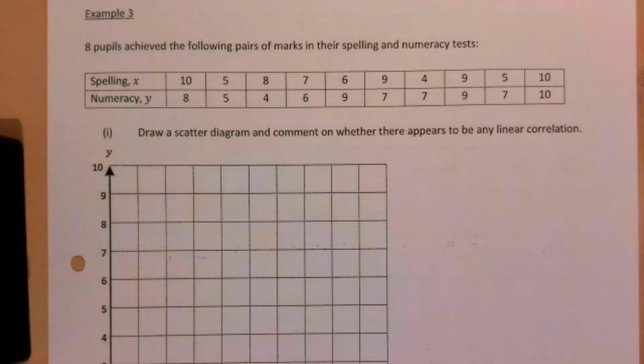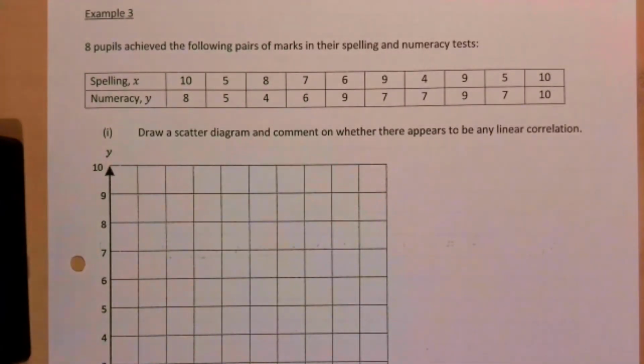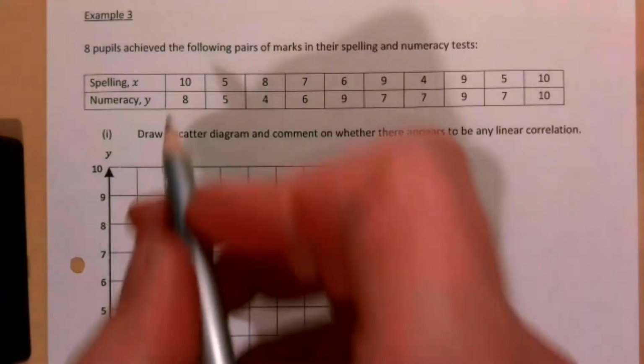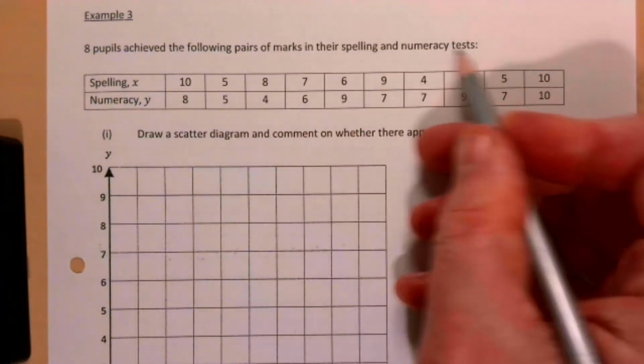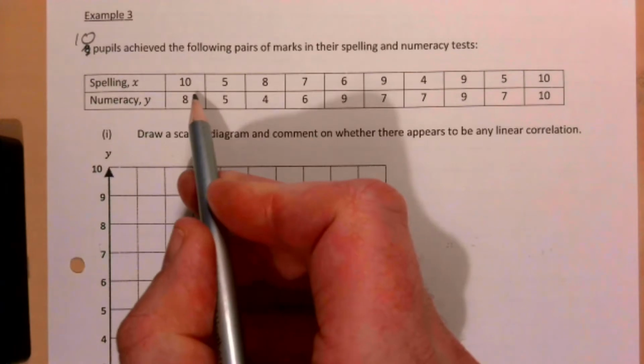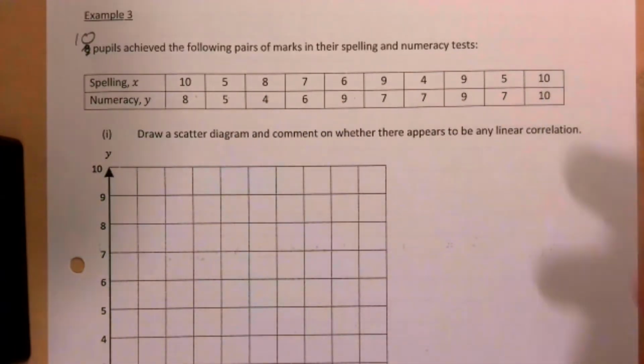This is AS Stats. We are on Unit 3. We're looking at bivariate information, and we're in 3.2, the product moment correlation coefficient, and this is example 3. It says 8 pupils achieved the following pairs of marks in their spelling and numeracy tests. I would suggest that that's 10 pupils. I'm counting how many I have: 1, 2, 3, 4, 5, 6, 7, 8, 9, 10.